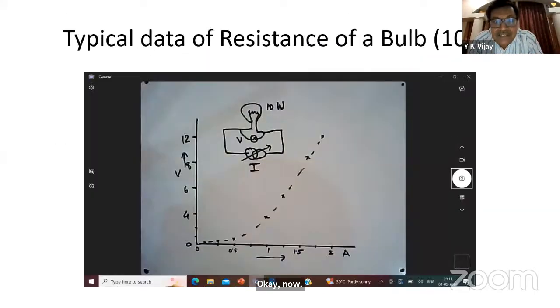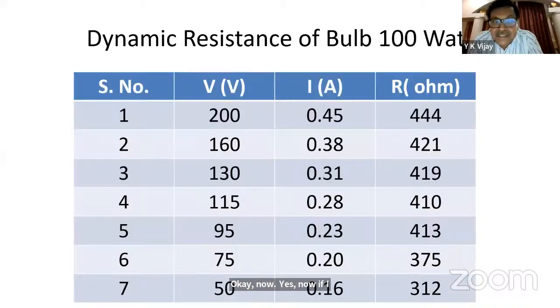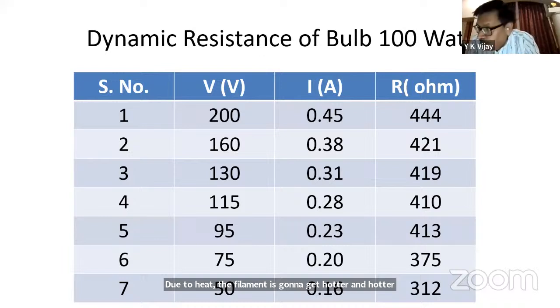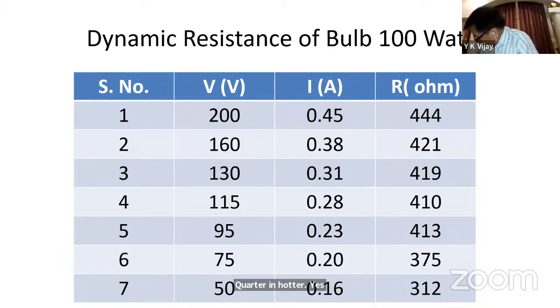Now, if I let it glow for some time, due to heat, the filament is going to get hotter and hotter. And with the increase in temperature, R_T is R_0 (1 + alpha T). So due to the temperature rise, its resistance is also going to rise.